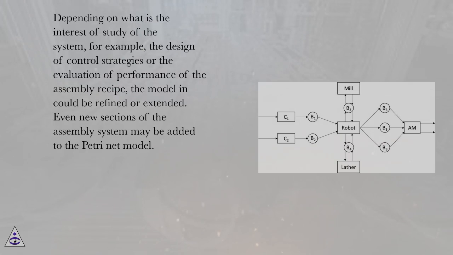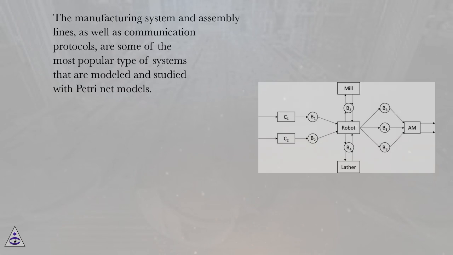Depending on the interest of study of the system, for example, the design of control strategies or the evaluation of performance of the assembly recipe, the model could be refined or extended. Even new sections of the assembly system may be added to the Petri net model. Manufacturing systems and assembly lines, as well as communication protocols, are some of the most popular types of systems that are modeled and studied with Petri net models.